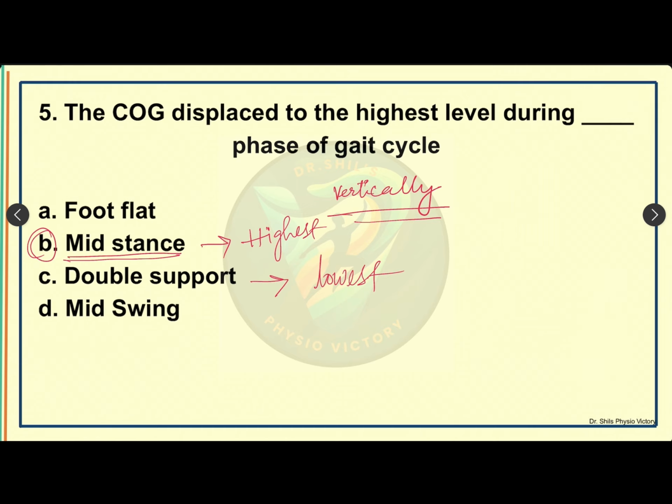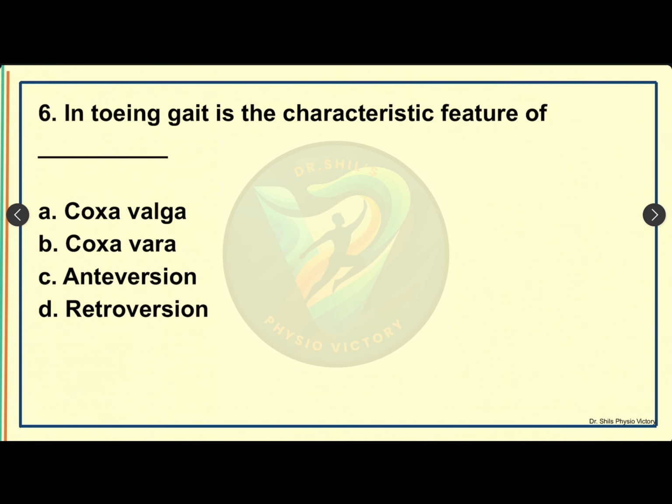Next question, question number 6. In-toeing gait is the characteristic of dash. Option A, coxa valga; option B, coxa vara; option C, anteversion; and option D, retroversion. Here the correct answer is option C, anteversion.